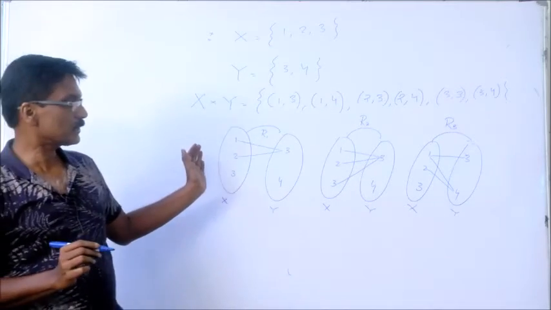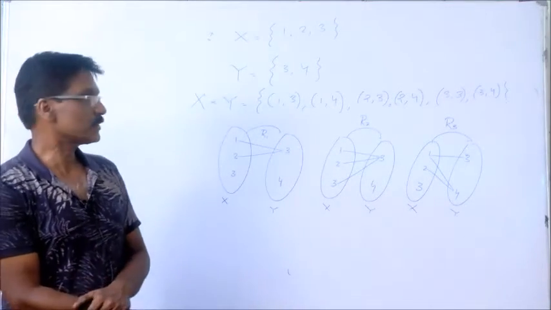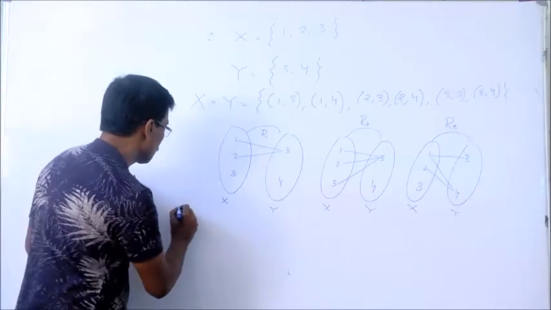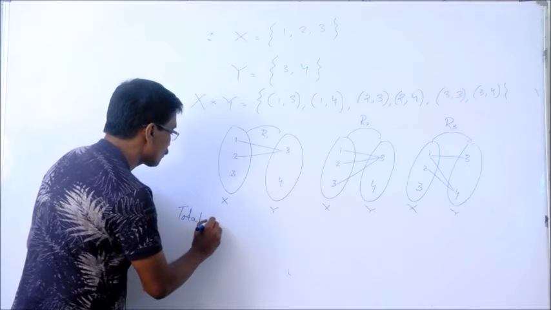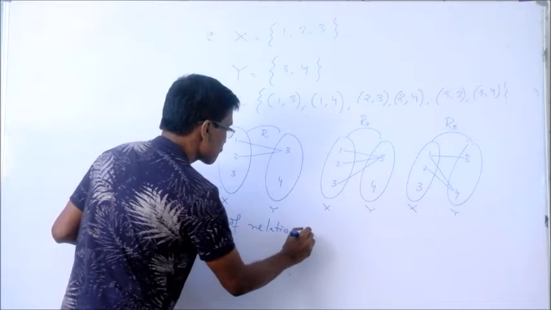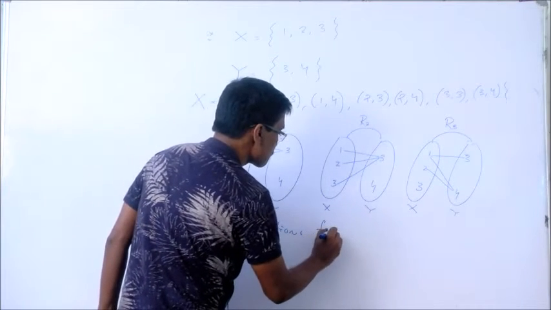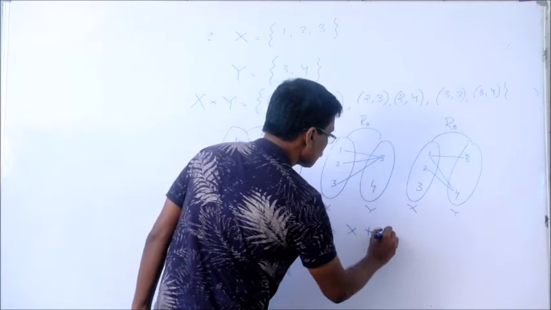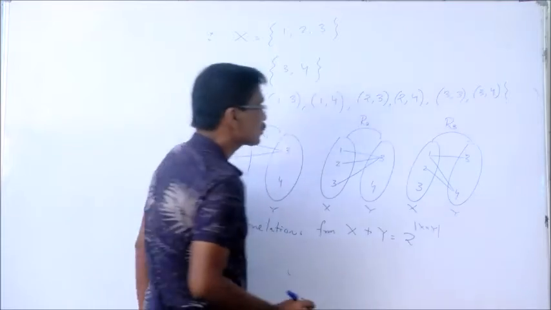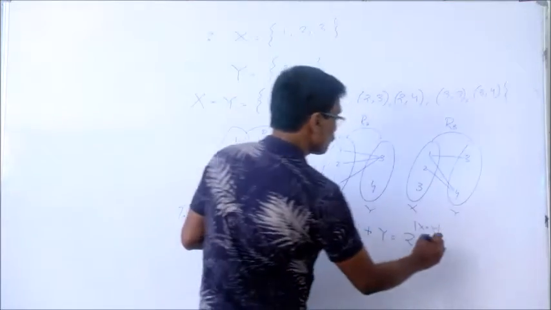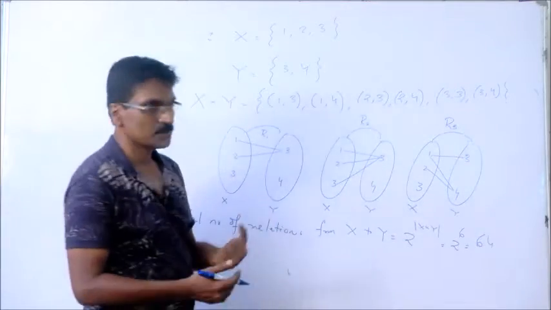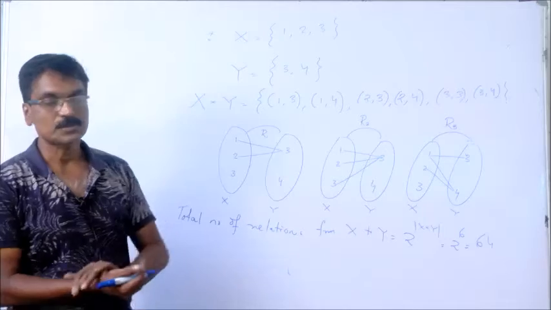So, we take three example relations. Now, what will be the total number of relations from x to y? The total number of relations from x to y is equal to 2 to the power of the cardinality of x cross y. So, here it is 2 to the power 6, that is equal to 64. So, out of 64 we consider only 3 examples.